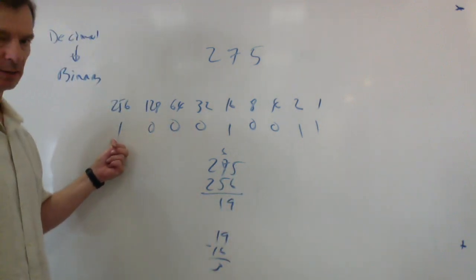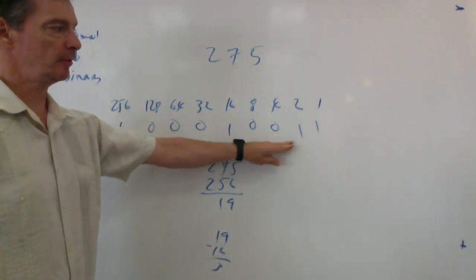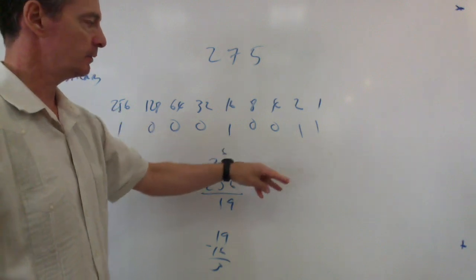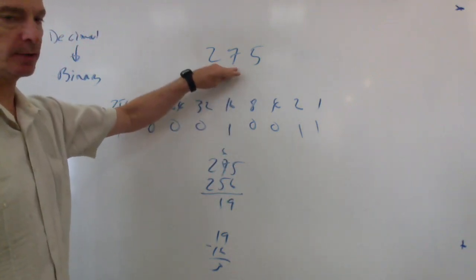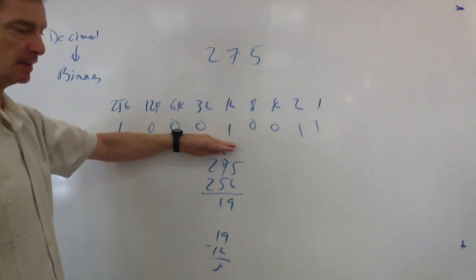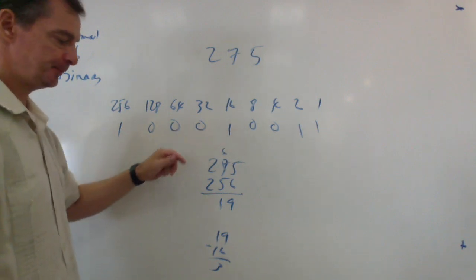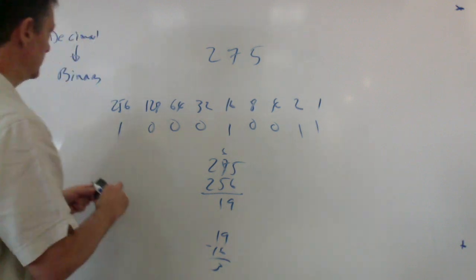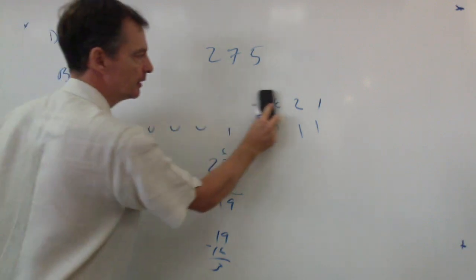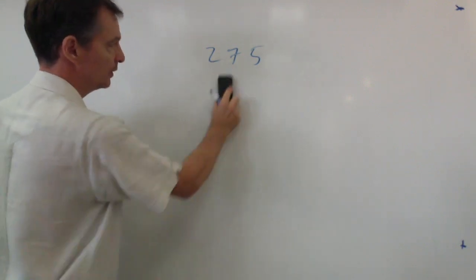A group of 256, and a group of 16, and a group of 2, and a group of 1 equals a total of 275 decimal. So this is 275 decimal represented in binary. So there is your decimal to binary and binary to decimal.